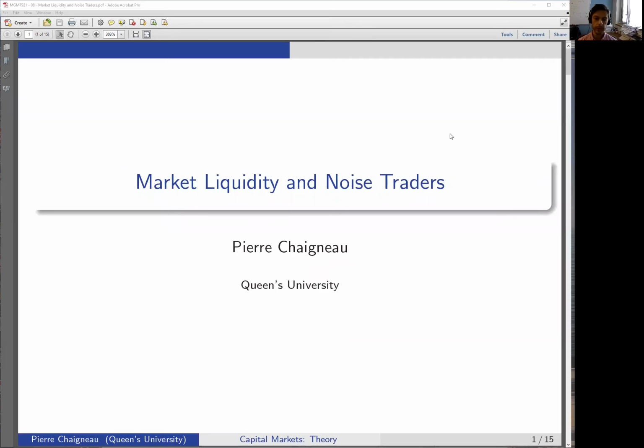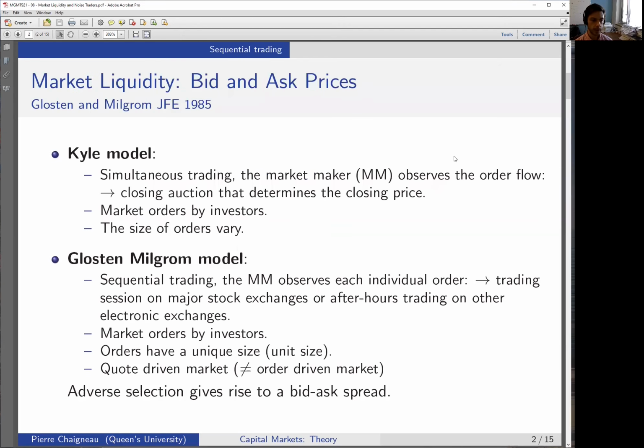Okay, so we'll say a few words about another model of market liquidity, which is complementary to the Kyle model. It's going to be the Glosten and Milgrom model. So in the Kyle model, trading was simultaneous. All traders trade at the same time, and the market maker observes the aggregate order flow. Moreover, each trader could optimally choose the size of their order.